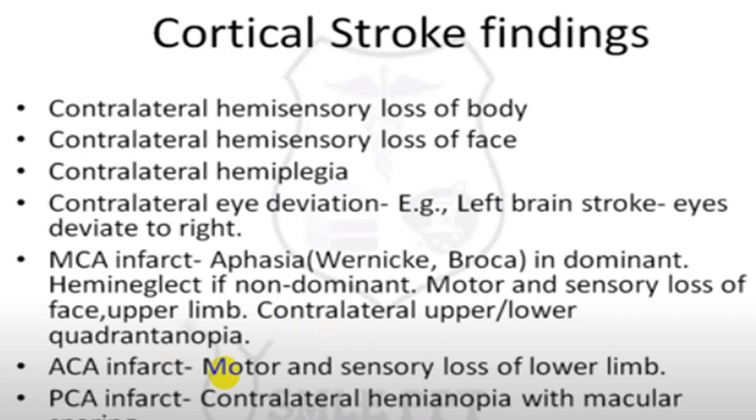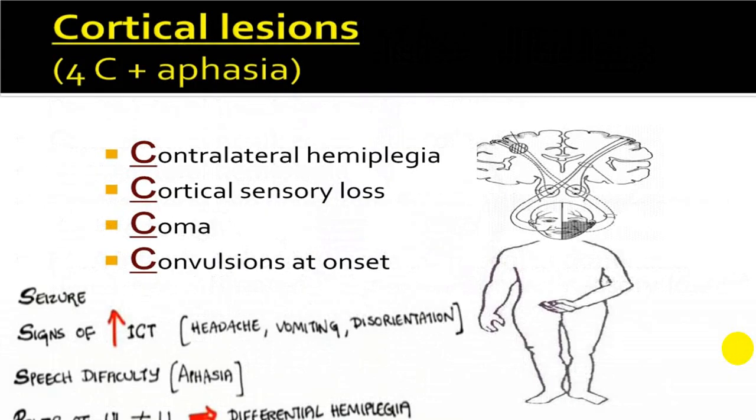In an ACA territory, you will have the lower limb more involved, both motor as well as sensory. In a posterior cerebral artery territory, you will have a contralateral hemianopia with macular sparing. This will be a peculiar distribution in cortical damage. We have already mentioned all three territories, that is MCA, ACA and PCA. So we have contralateral hemiplegia and cortical sensory loss. Invariably the person will have an altered level of consciousness, and seizures are common.